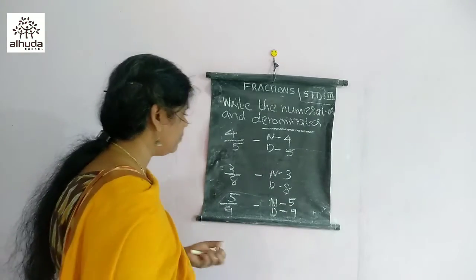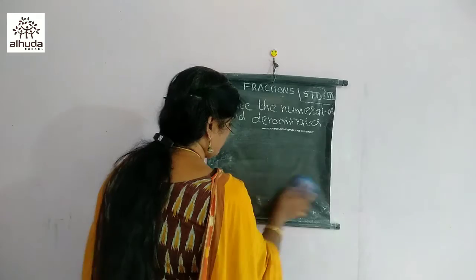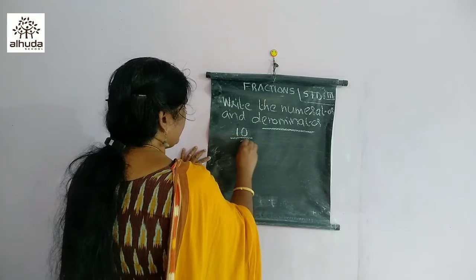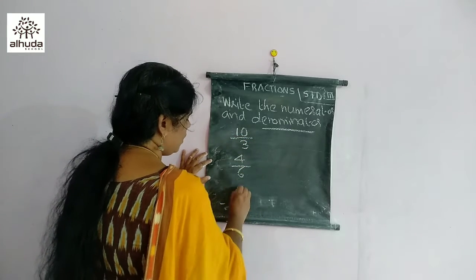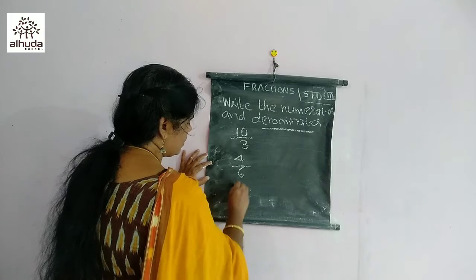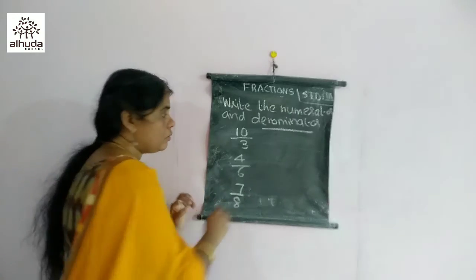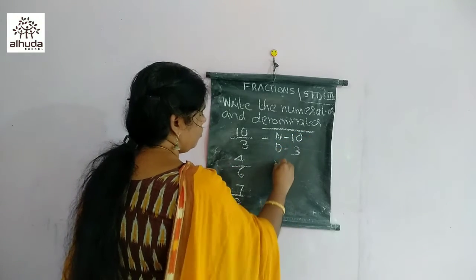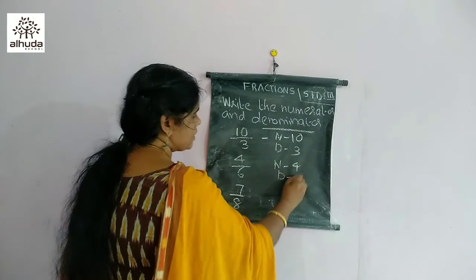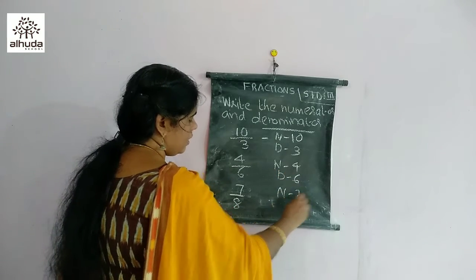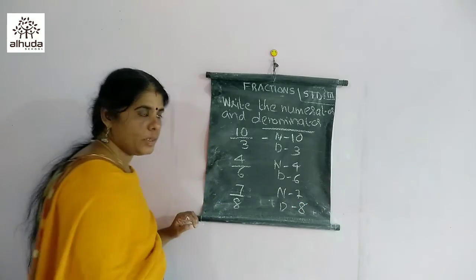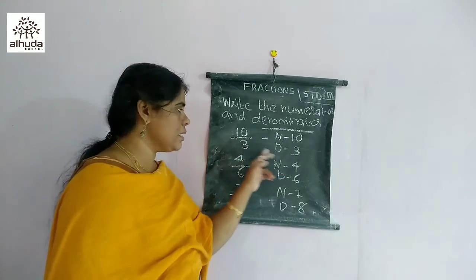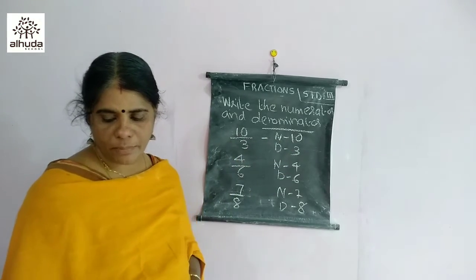Other examples: 10/3, 4/6, 7/8. Here the numerator is 10, denominator 3. Here the numerator is 4, denominator 6. Here the numerator is 7 and the denominator is 8. The digit above the fraction bar is the numerator and the digit below is the denominator. That is another type of question.